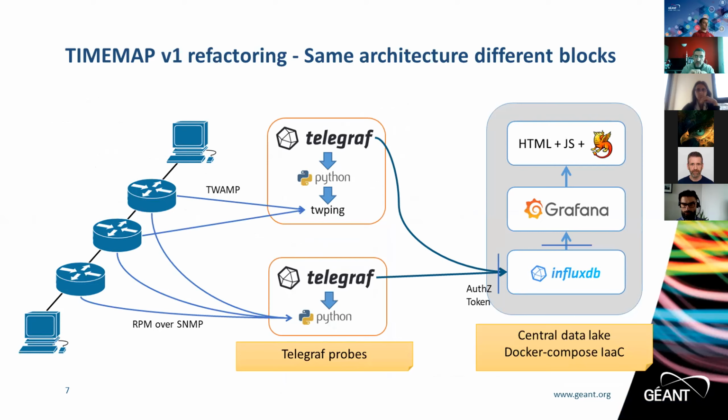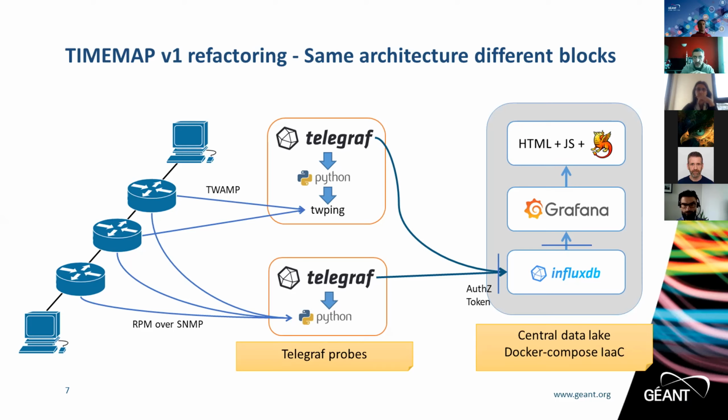So the probes have been implemented relying on Telegraf, the standard tool for telemetry. And we shrank down the original Python script to a couple of really very tiny Python wrappers that just take the output from SNMP tools or TWPing tools, parse the output as JSON formats, and then it's up to Telegraf to send this data to an InfluxDB version 2 database.